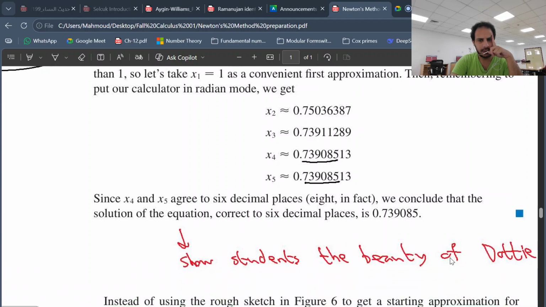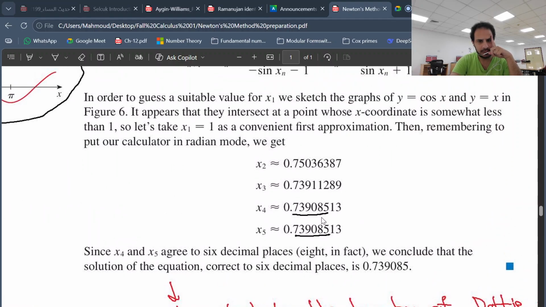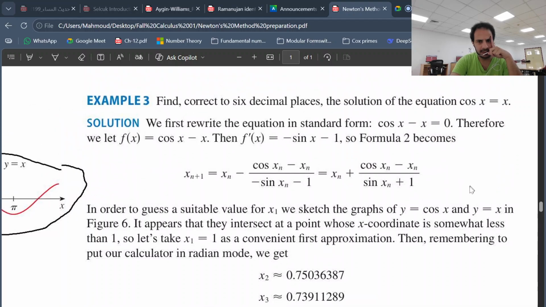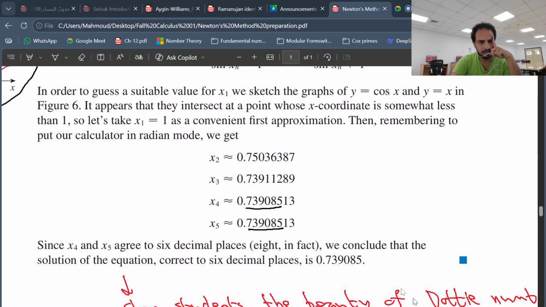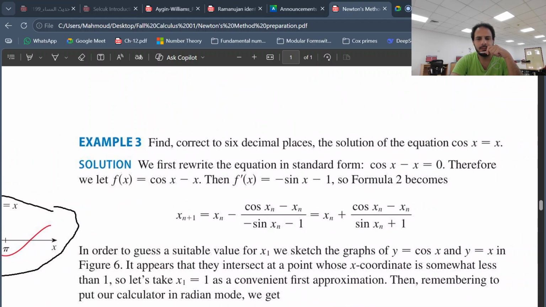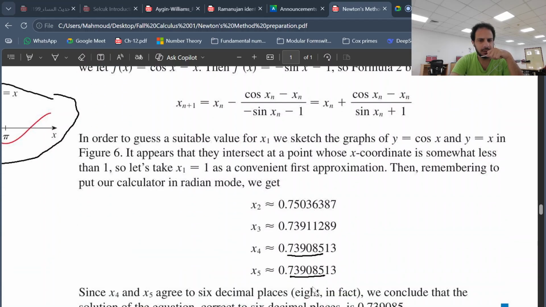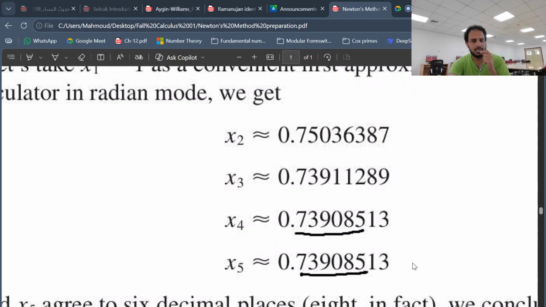I want to show students the beauty of the Dottie number. The solution of this equation, cosine x equals x, is called the Dottie number, okay? I will show you something nice about the Dottie number. Remember the value. The value is this one, right? See the value again: 0.739085. Okay, remember this. Now let's talk a little bit about the Dottie number.